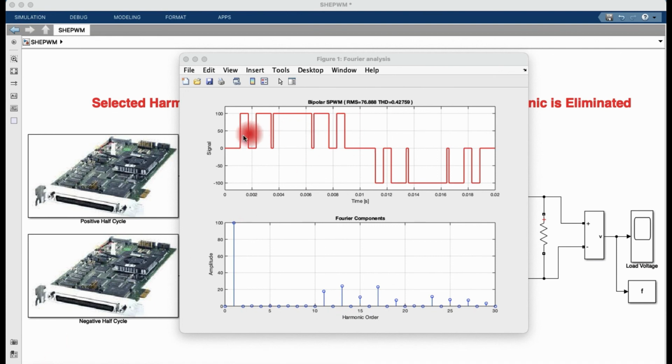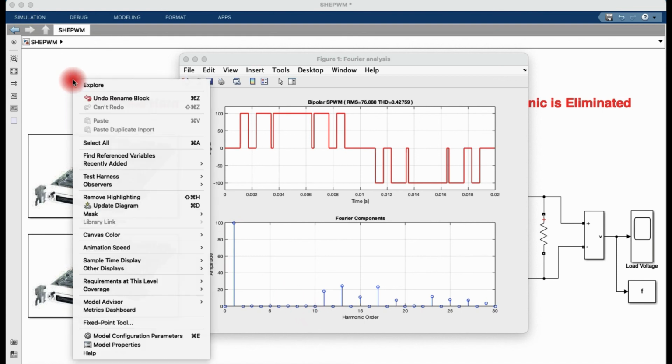Okay, so here is the spectrum Fourier analysis. Using the Fourier analysis, we have stored this variable f in the workspace, and if I plot that one, this is our voltage waveform, and here you can see the spectrum of this particular waveform. We were cancelling the third, fifth, seventh, and ninth harmonic, and those are absent from the spectrum of the inverter output voltage waveform, right?